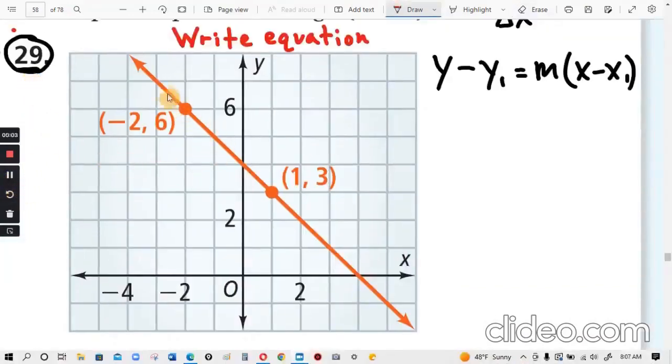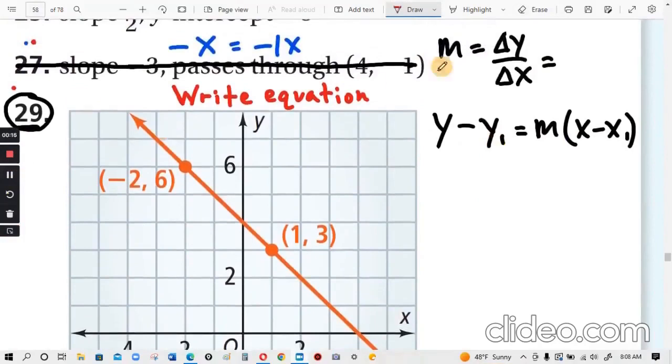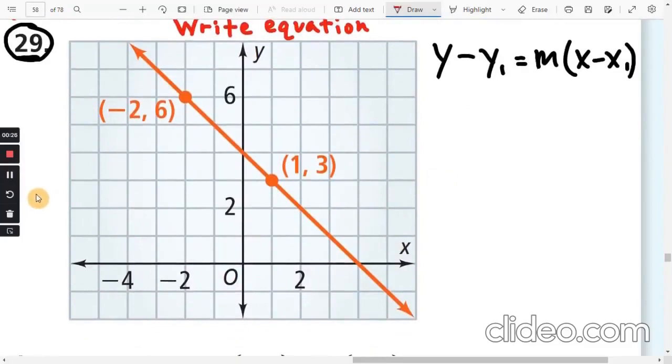Problem number 29, they want us to write the equation of this line. So we're going to use point slope form. You want to plug in one point and the slope. So remember the formula for slope, it's going to be change in y over change in x. So the first step is to find the slope. All right, we can do that right here.